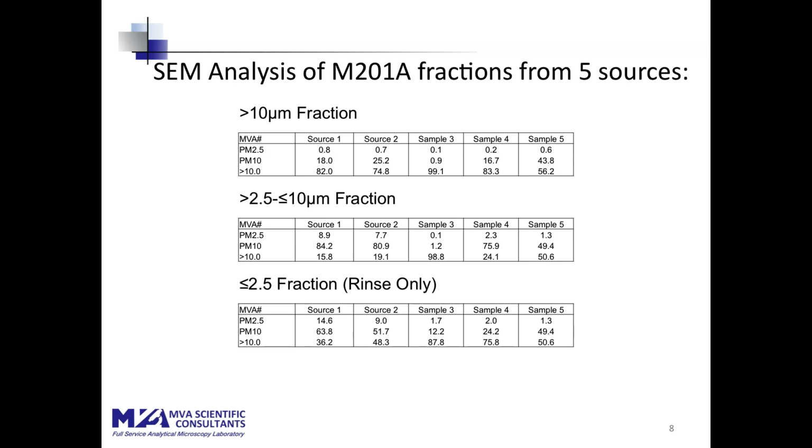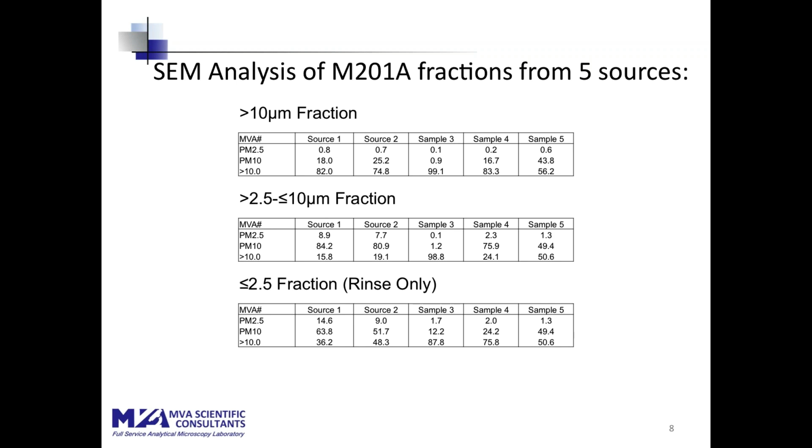This slide shows the results of the analysis of 3 different fractions of method 201A catches from 5 different sources. Method 201A uses a cyclone to separate out particles nominally larger than 10 microns, and then a second cyclone to pass particles nominally smaller than 2.5, and particles between 2.5 and 10 microns are caught between them. PM10 in this setup is everything that is not rejected by the 10 micron cyclone, and PM2.5 is everything not rejected by the 2.5 micron cyclone.